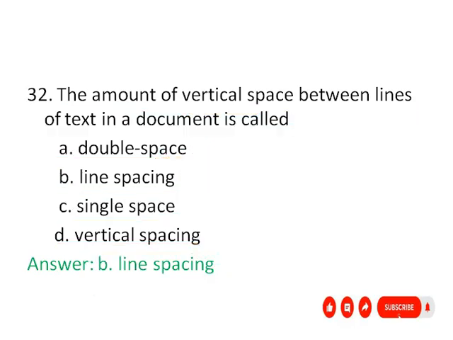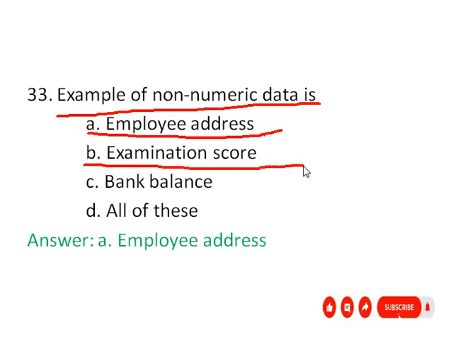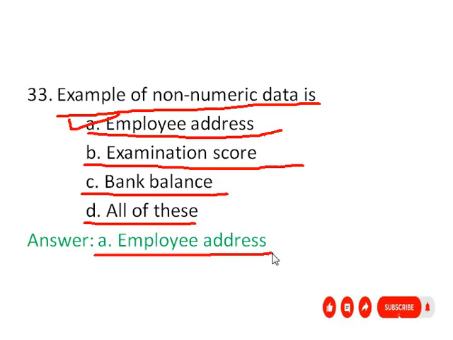Our next question is: example of non-numeric data is option A employee address, option B examination score, option C bank balance, option D all of these. So non-numeric data is here employee address. Okay, our correct answer is option A, employee address.